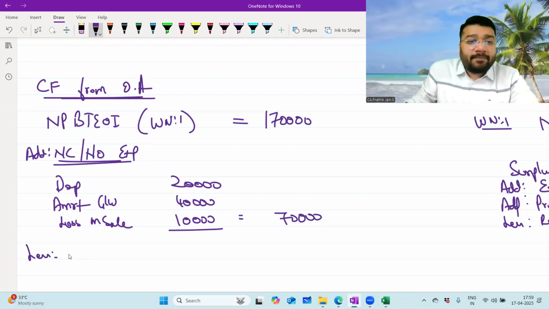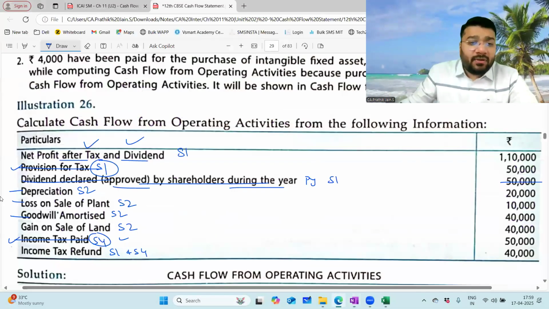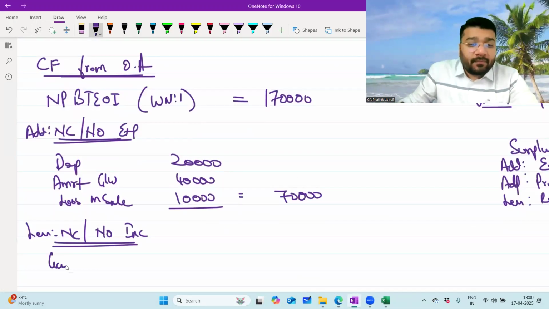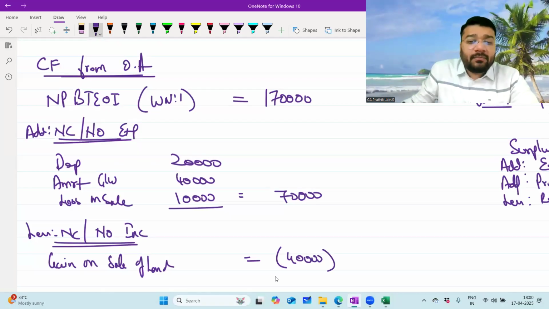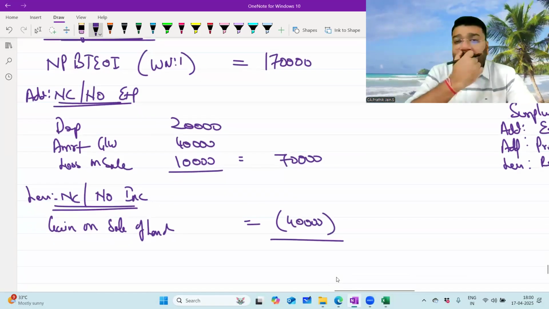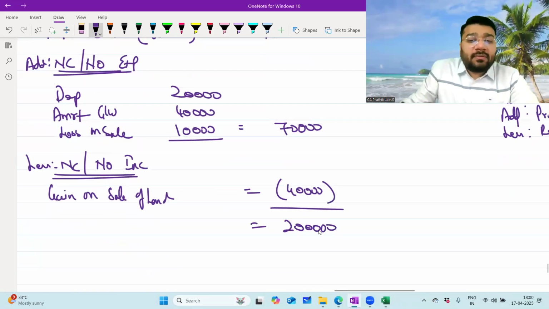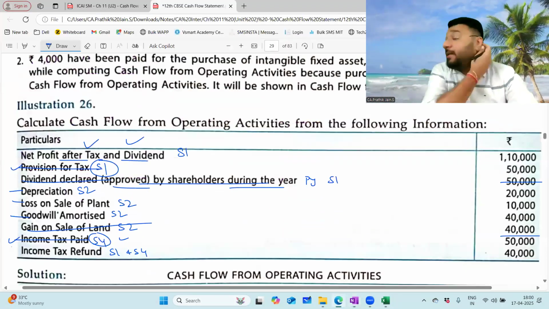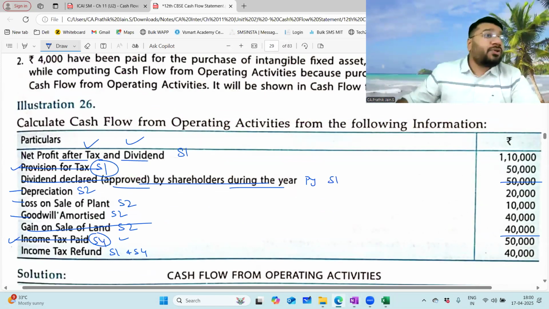Then less non-cash or non-operating item, income in nature, which is gain on sale of land, not plant, land. How much? 40,000 in bracket. 170 plus 70 is 240. 240 minus 40 is 2 lakh. This is called operating profit before working capital changes. But we don't have any current asset and current liability, so segment 3 is not there.